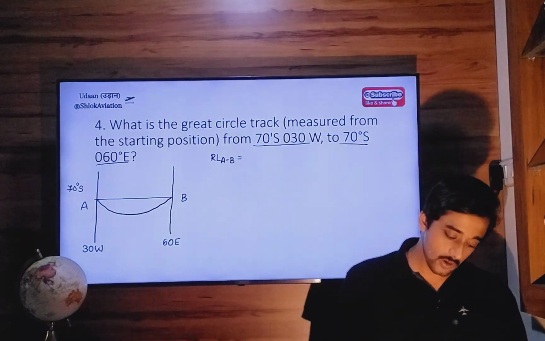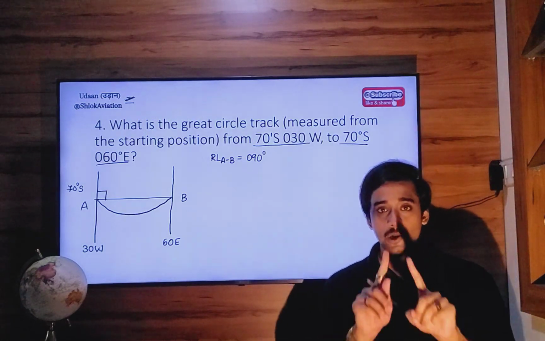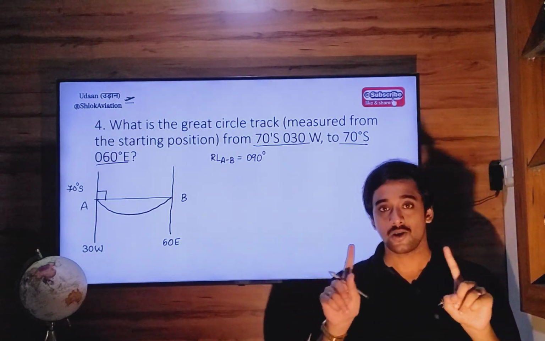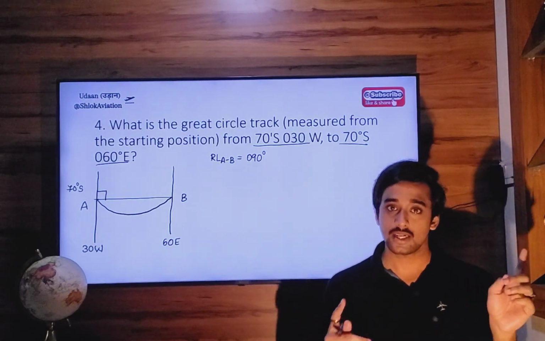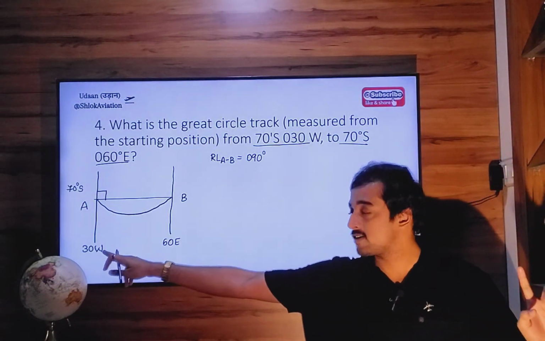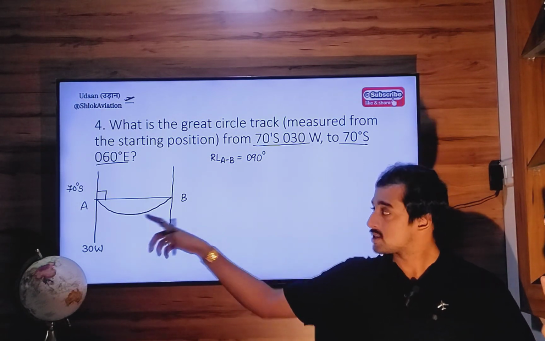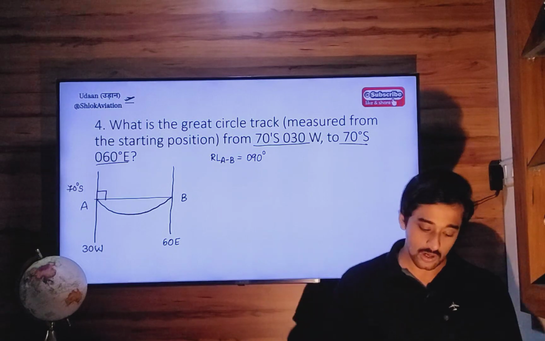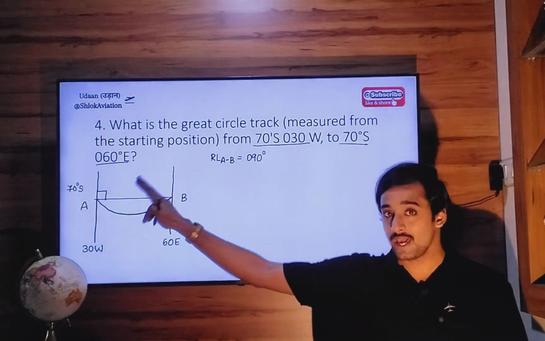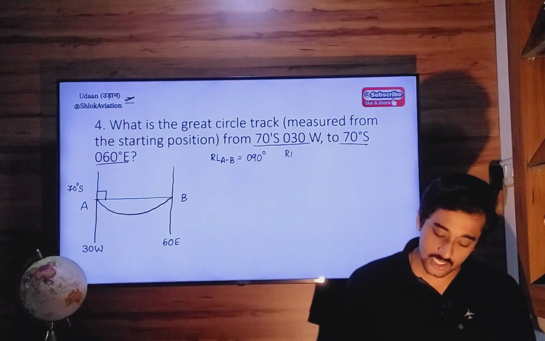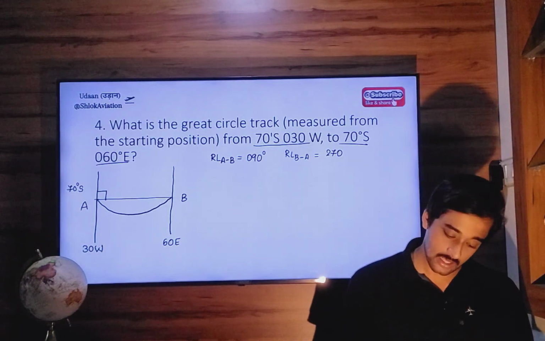It will be equal to 0 degree. Correct? Both are located on the same latitude, and all latitudes are rhumb line tracks of constant direction, east or west. Now here you are traveling from 30 west to 60 east, means you are traveling in the easterly direction. That's why line AB is 0. And if you want to go in reverse, from B to A, you will be traveling a line direction of 270.